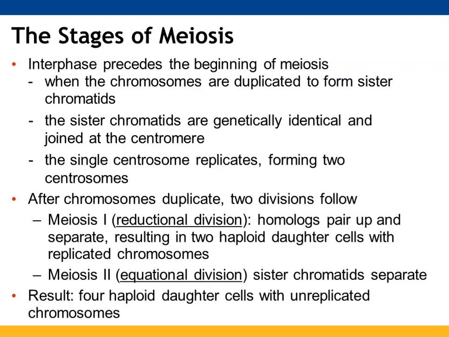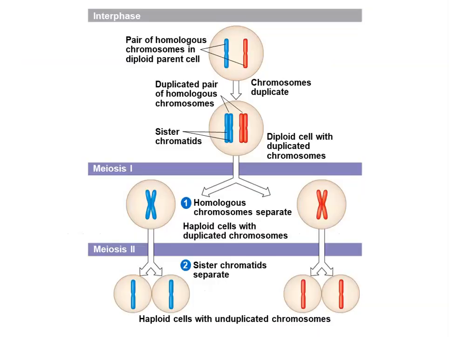In meiosis II, you have equational division, which is more similar to mitosis, where your sister chromatids split, and now you're going to have four haploid cells with one chromosome of your 22 autosomes and then your sex chromosome. So overview, you've got your interphase, where your chromosomes have duplicated. In meiosis I, the homologs separate, and in meiosis II, the sister chromatids separate.